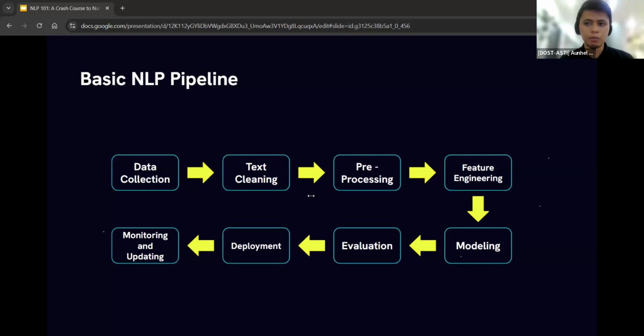Then after training our model, we evaluate its performance. If it results in a great performance, we deploy our model and then we just continue to update and monitor. So in this part, we'll be discussing first basic pre-processing techniques.